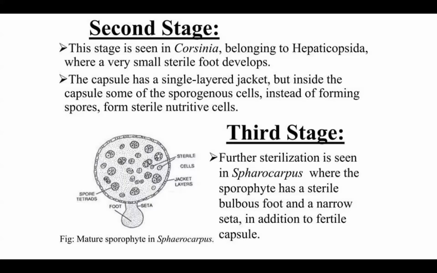This capsule consists of sterile cells intermingled with tetrad spores. Spore mother cells here produce tetrad spores. Some of the spore mother cells will give rise to the sterile cells. In turn, the capsule consists of a layer, that is the jacket wall.